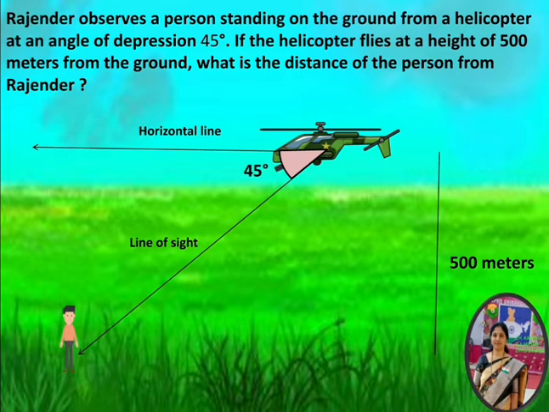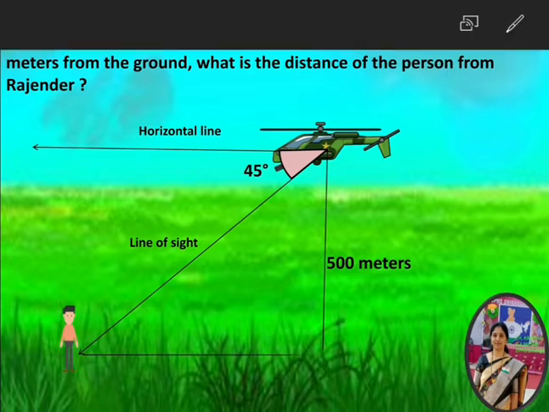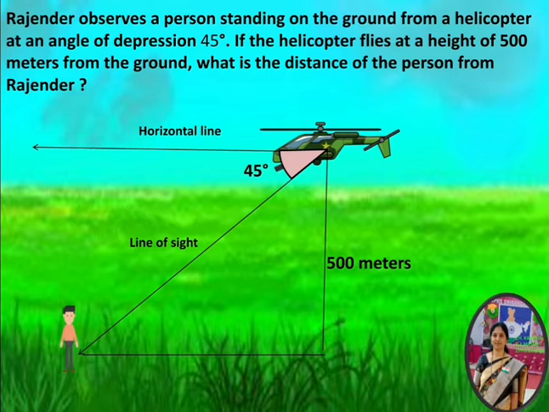Okay. And here the height of the helicopter is 500 meters. So this becomes the height. So this is 500 meters. And now we have to draw the horizontal line parallel to this on the ground. Okay. So like this we get the horizontal line. So this is the concept and here we have to find what is the distance of the person from the Rajendra. That means Rajendra is here and person is here. We have to find out this distance. Okay. So from here to here we have to find.